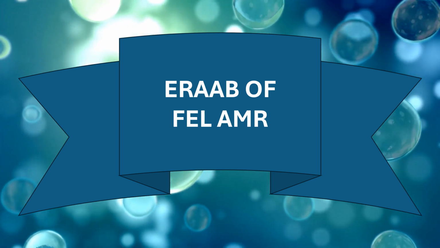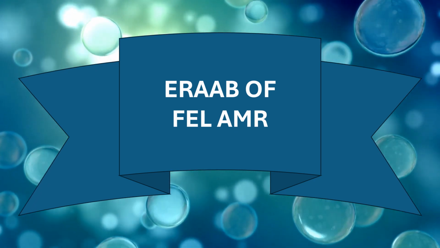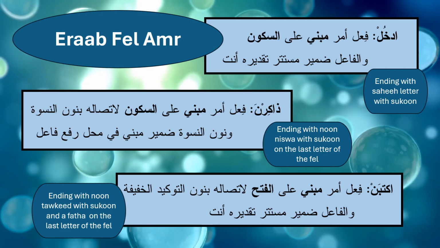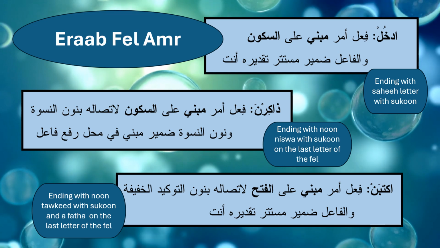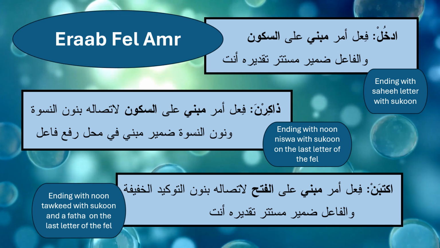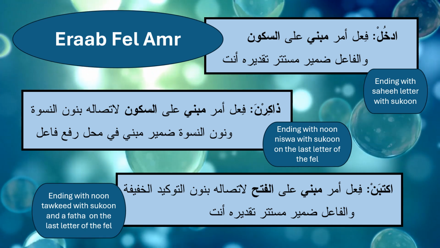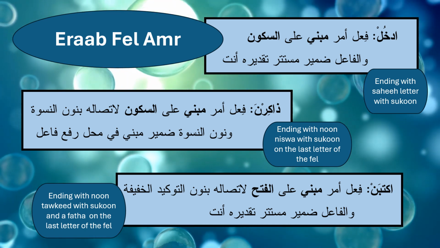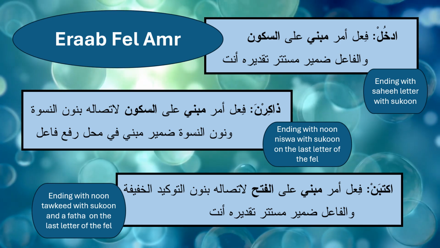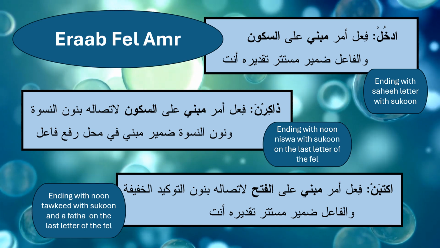Now let's do the Arab of fail amr, how you should do the Arab when they are attached with the damir. So let's check that out. The first Arab, when you come across a fail where there is no damir added and the last letter is a sahih letter, how are you going to do your Arab? It's simple. You need to explain that it is the fail amr. It is no longer a fail Madi or a fail Mudare. Now we are doing fail amr.